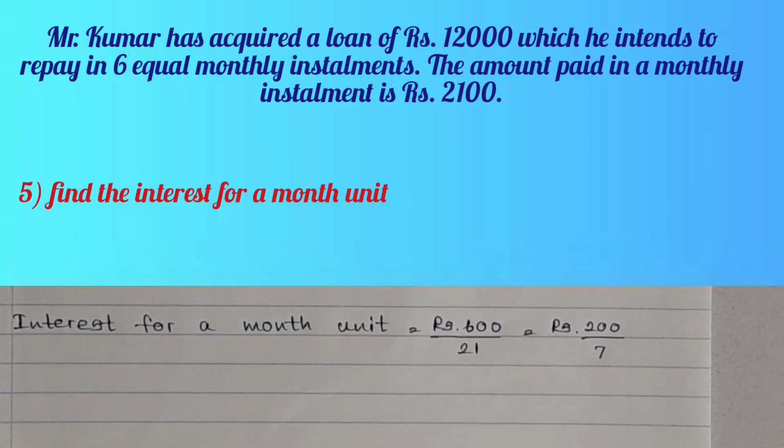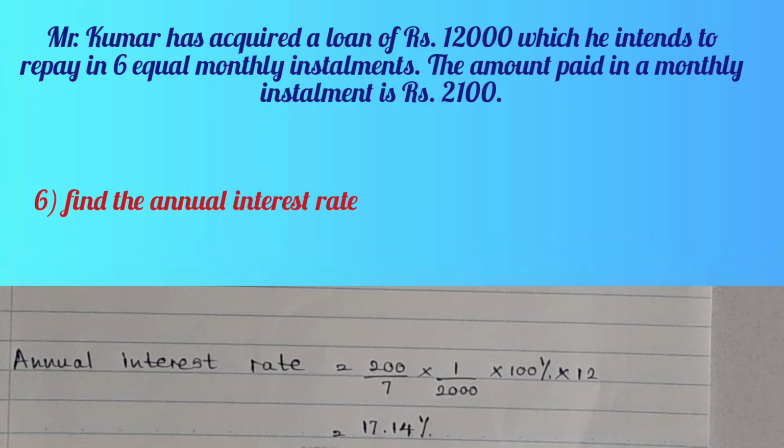Fifth part, find the interest for a month unit. In the earlier question, we obtained the answer 600 for the total interest. So that should be divided by the number of month units, 21. That is 200 over 7. Then the last part, find the annual interest rate.